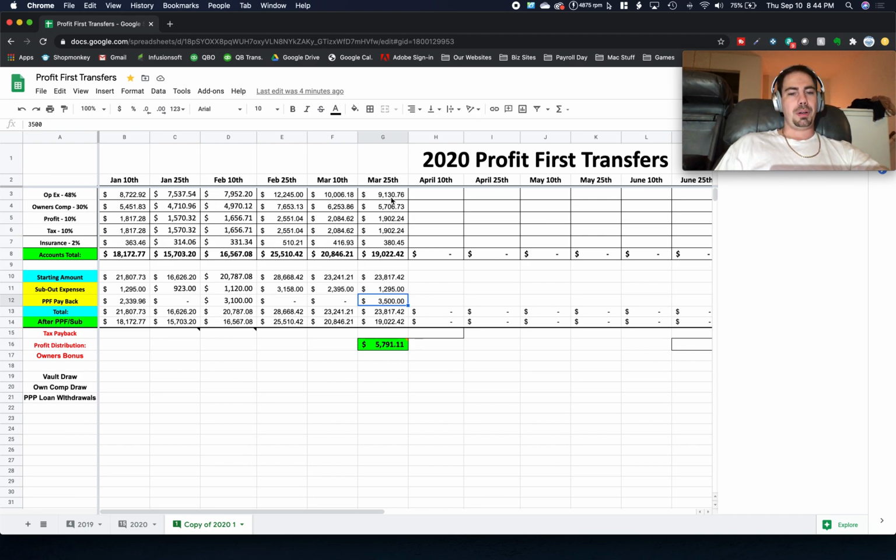Then I'm going to make all individual transfers for my OPEX, for my owner's comp, for my profit, for my tax, for my insurance. Bam, bam, bam. It takes me 5 minutes and I'm done. All I got to do is read what's on here.